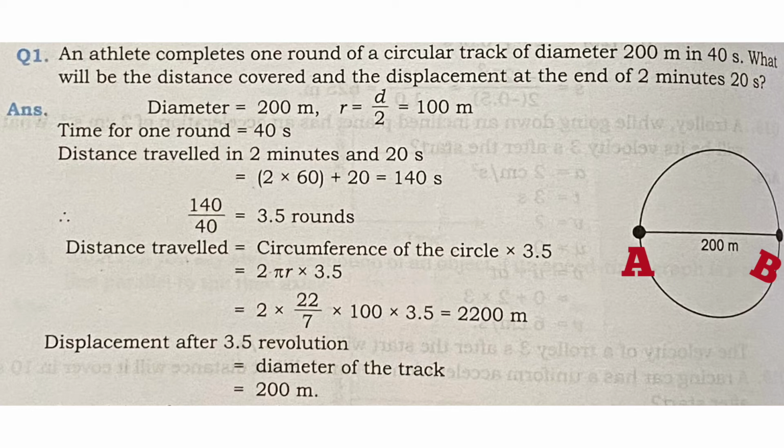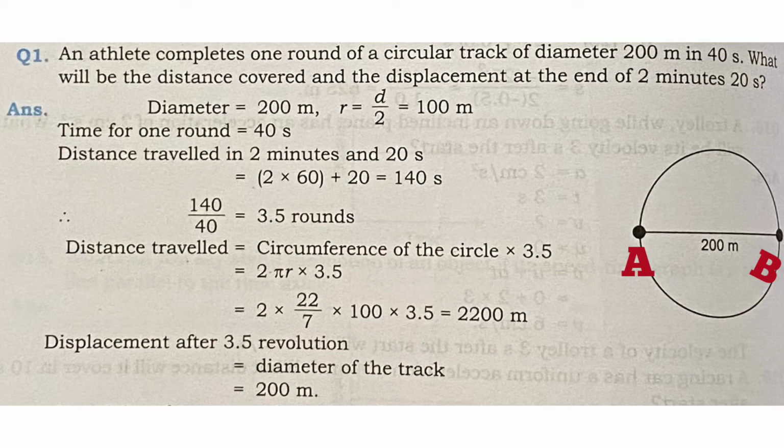Now for displacement, if an athlete is starting from point A and again coming back to point A by moving along a circular path, he is completing one round. So at the end of 3 rounds, he will reach point A, and here he is completing 3.5 rounds. So at the end of 3.5 rounds, he will reach point B. So his displacement is, he has started from point A and reached point B.